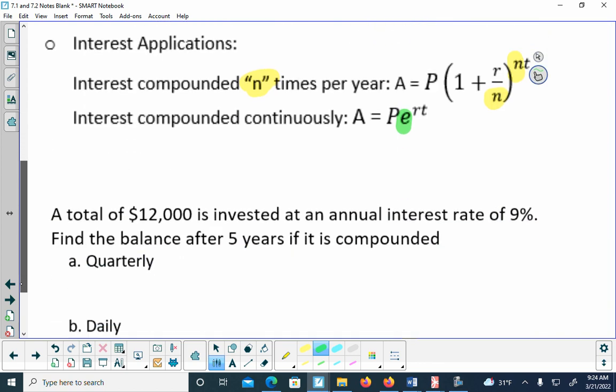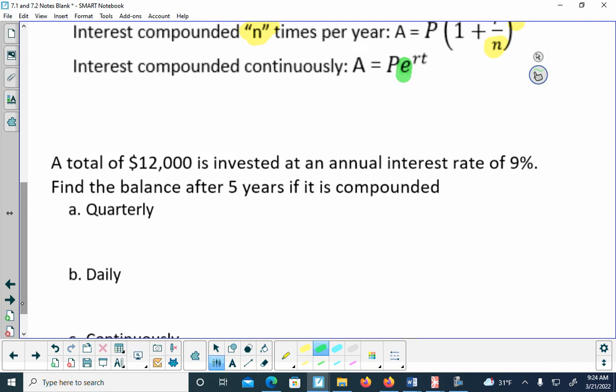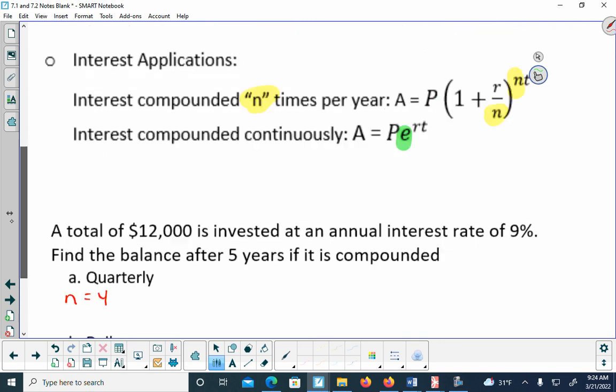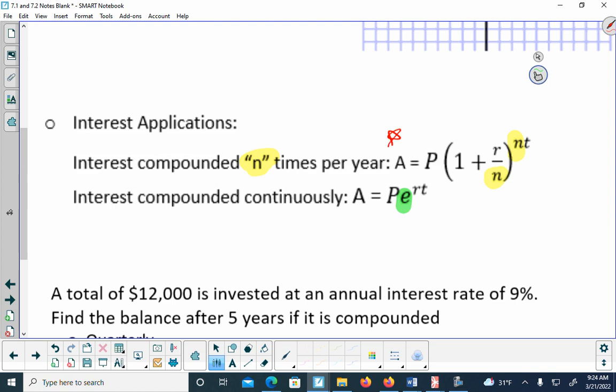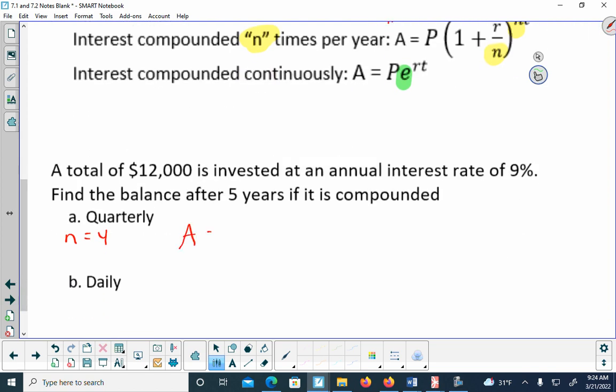So let's do one. I have a total of $12,000 invested at an annual interest rate of 9%. Find the balance after 5 years if this is compounded quarterly. Well, quarterly means 4 times a year, so my n is equal to 4. So I'm going back up and using this formula here. I'm going to say the amount is equal to 12,000 times 1 plus the interest rate of 9%, changed to the decimal, 0.09, divided by the number of times I compound per year, which is 4, and then I'm going to raise it to the 4, because I'm compounding 4 times a year, times 5.